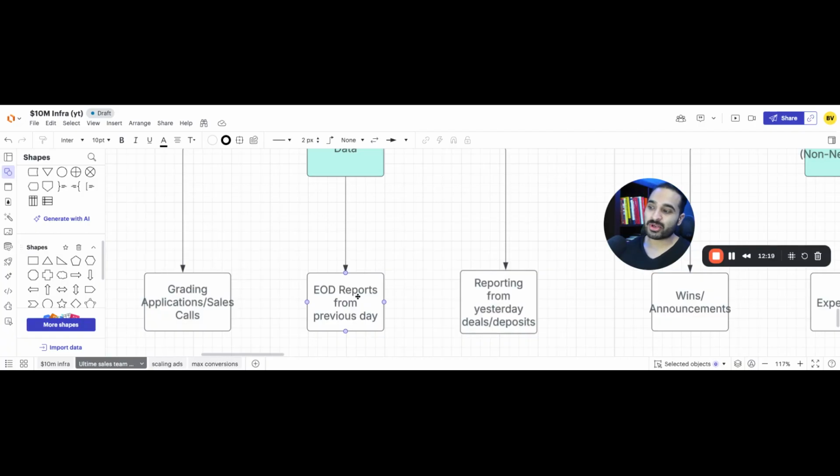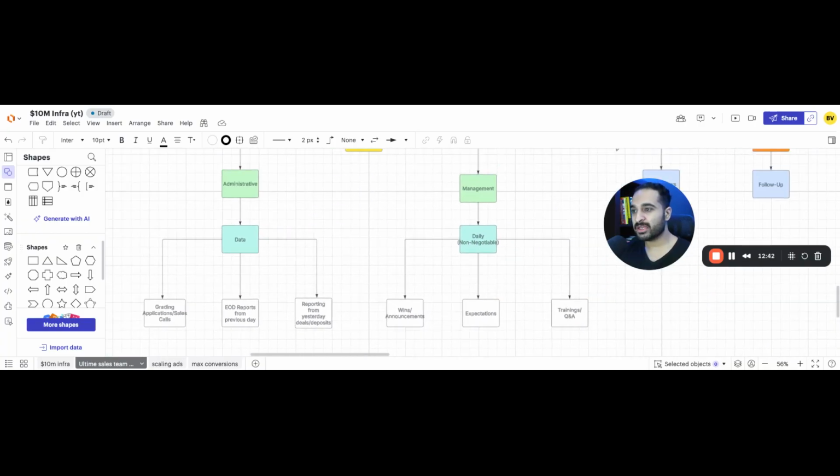I also want to look at EOD reports from the previous day. So if you're a sales manager or a business owner, you want to see what your salespeople were doing yesterday and look at their numbers and see how we can improve them today. And then obviously other reporting from yesterday's deals and deposits: who closed, who didn't close, revenue, cash collected, show rate, all that good stuff, right? And next is management.